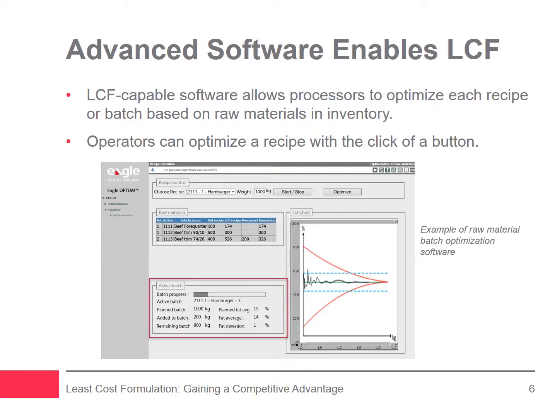Operators can optimize a recipe with the click of a button. This will calculate the LCF of raw materials available in inventory based on composition, cost, and any constraints to fulfill the current recipe and product. After this optimization, the software then displays the raw materials which must be added to maximize ingredient utilization.